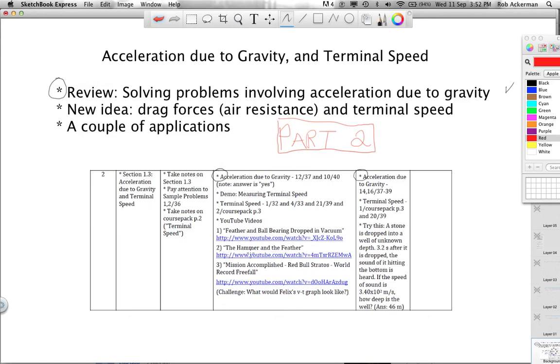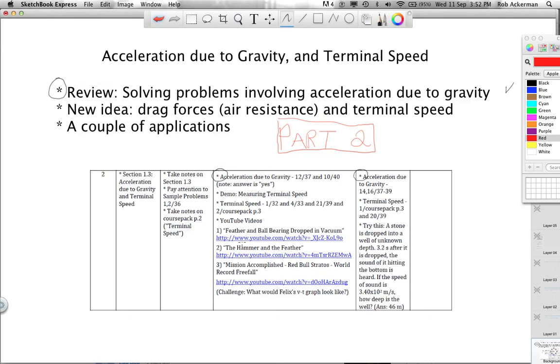A great video about the Apollo astronauts who went to the moon in the late 60s and early 70s. The moon, of course, has gravity. It just doesn't have air. So what did they do up there? They took a hammer, something heavy, and a feather, something light, and they dropped them from the same height. And I want you to watch what happens and see if you can figure out why that happened.